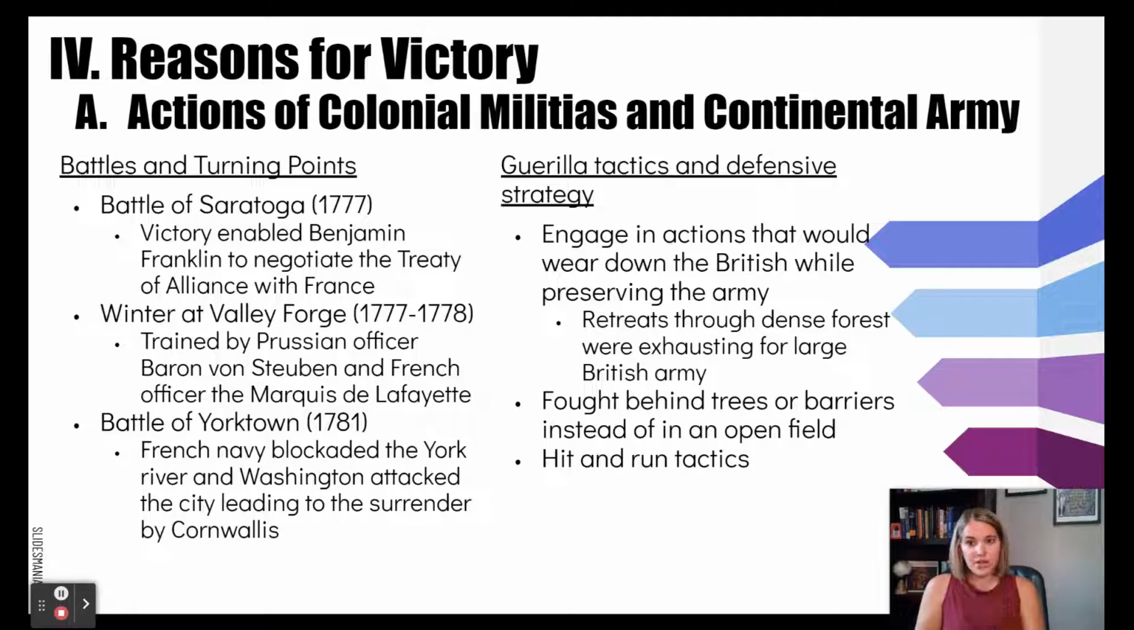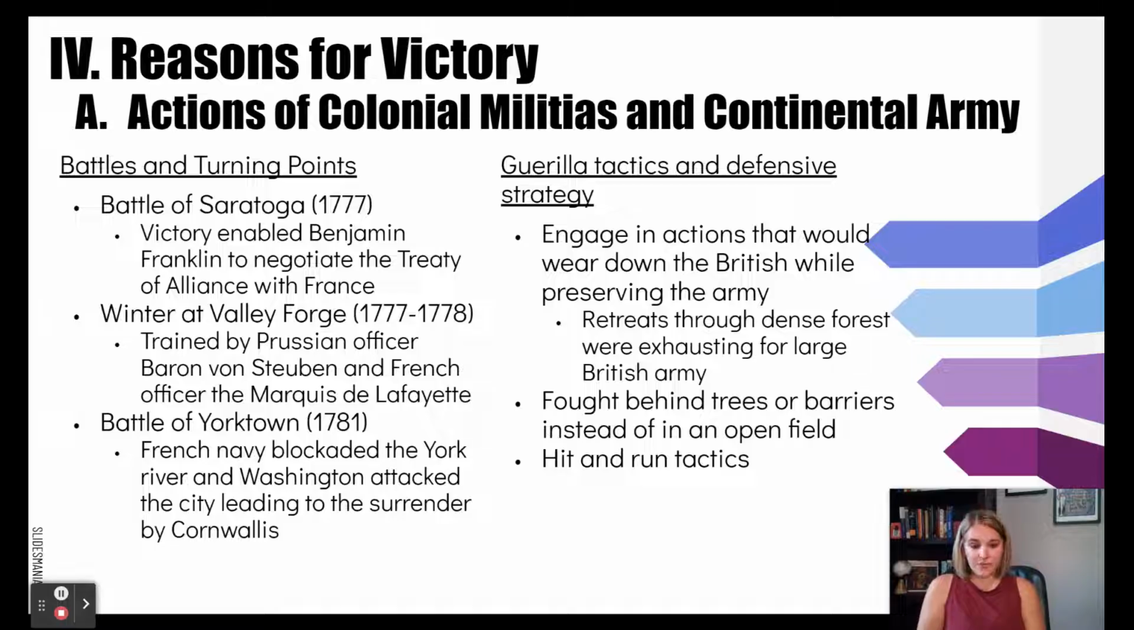So one of the major turning points is called the Battle of Saratoga. So the Battle of Saratoga is a surprising military victory for the Americans. And what that did was it enabled Benjamin Franklin, who was acting as a diplomat in France, to negotiate a formal treaty of alliance with France. This was a huge moment where the Americans were able to gain more supplies, more troops, and especially the Navy to support in the war effort against Britain.